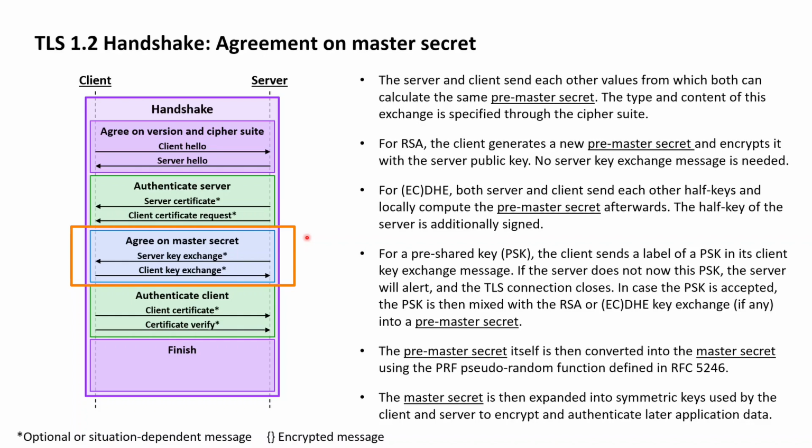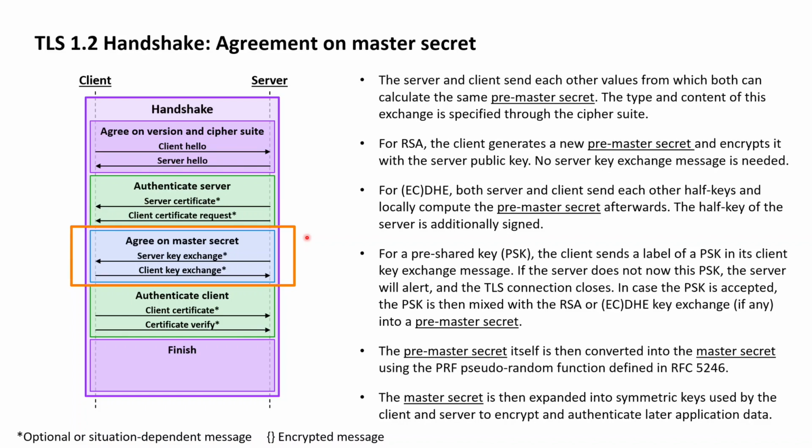The specific content of the server key exchange message depends on the key exchange specified by the agreed-on cipher suite. If an RSA-based key exchange is specified, then the server doesn't have to send a key exchange message itself, as it's the client that generates a new pre-master secret and encrypts it with the server's public key that the client could fetch from the server X509 certificate. This newly generated and encrypted pre-master secret is then sent to the server within the client key exchange message.